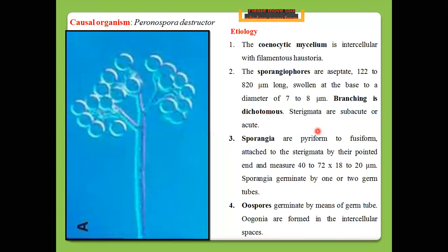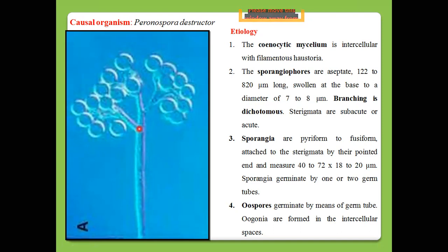Ecological parts of this Peronospora destructor. Other morphological characters are the same; the only difference is the sporangiophore. In this case, the sporangiophore is non-septate, meaning no cross wall or septa is present on this sporangiophore growing from the mycelium.